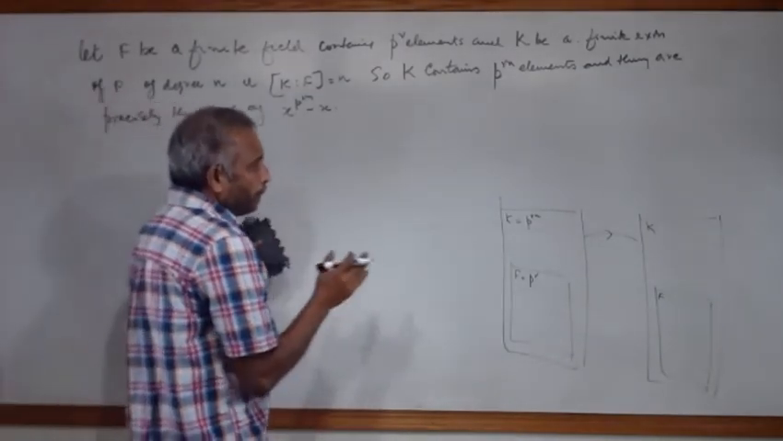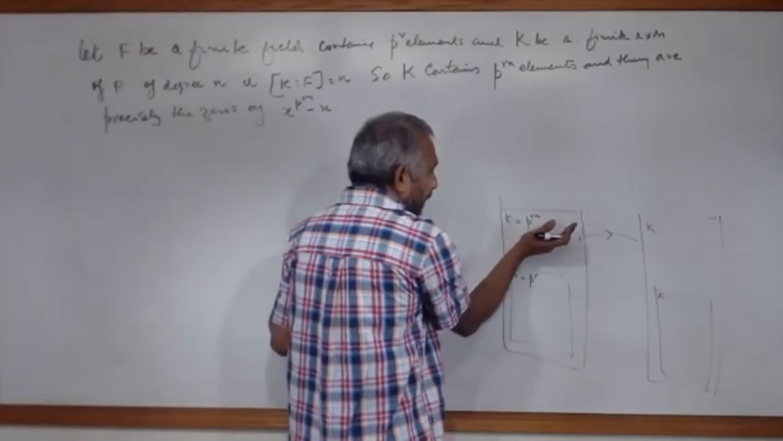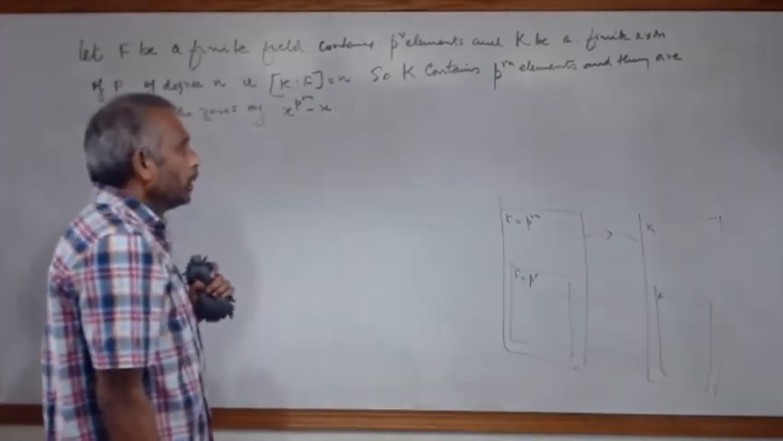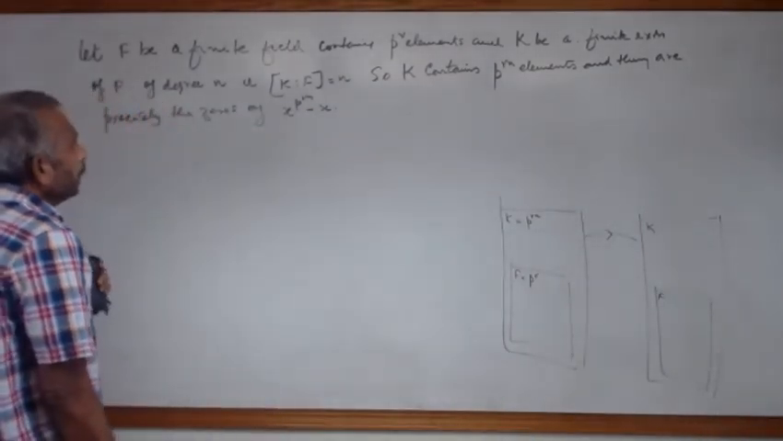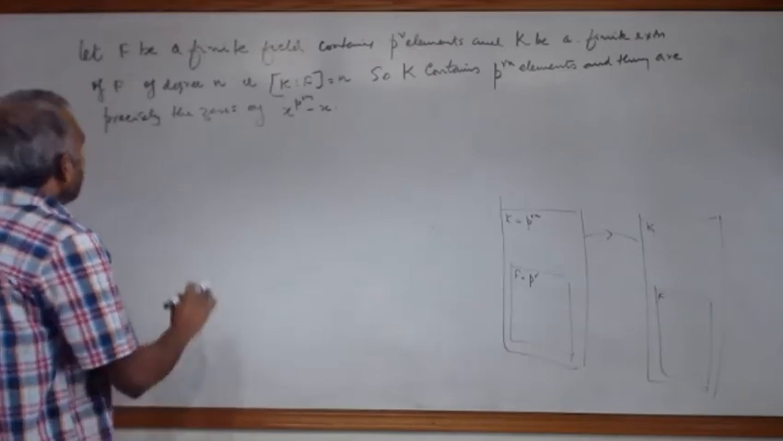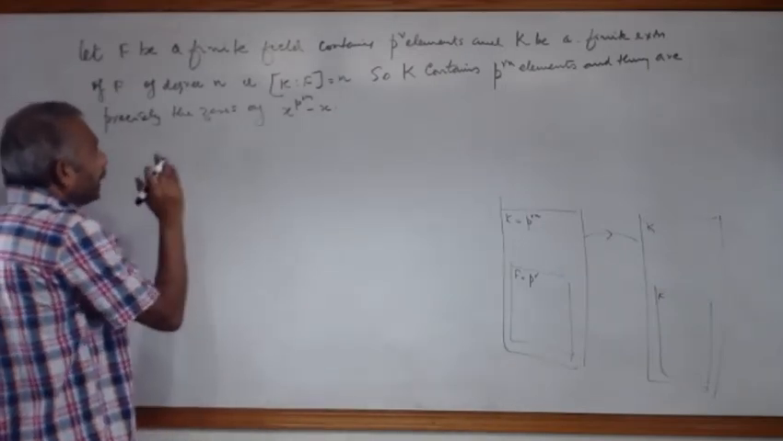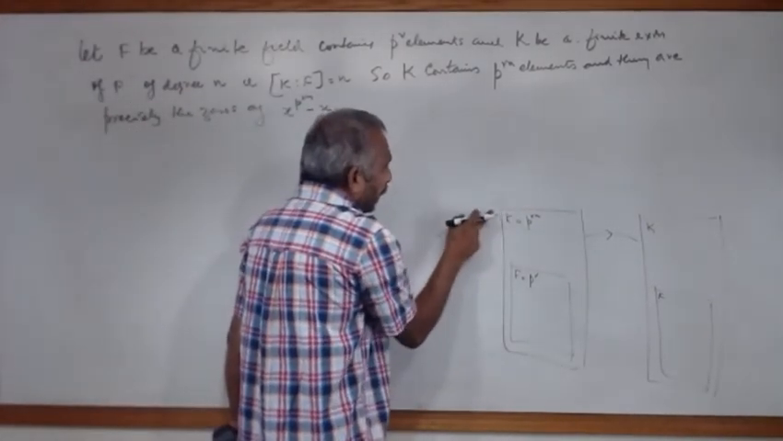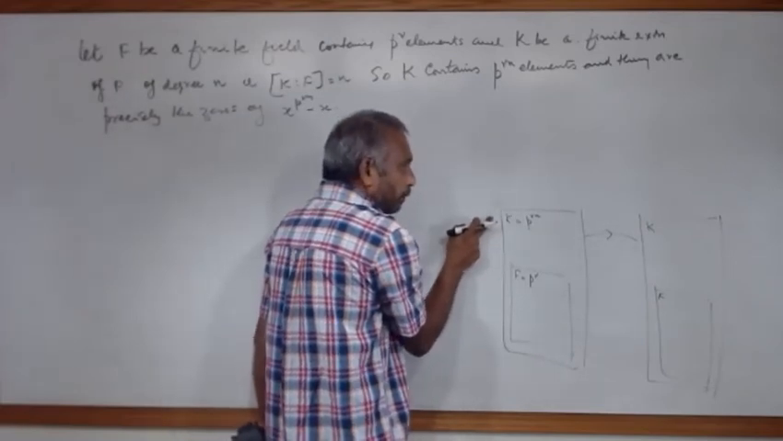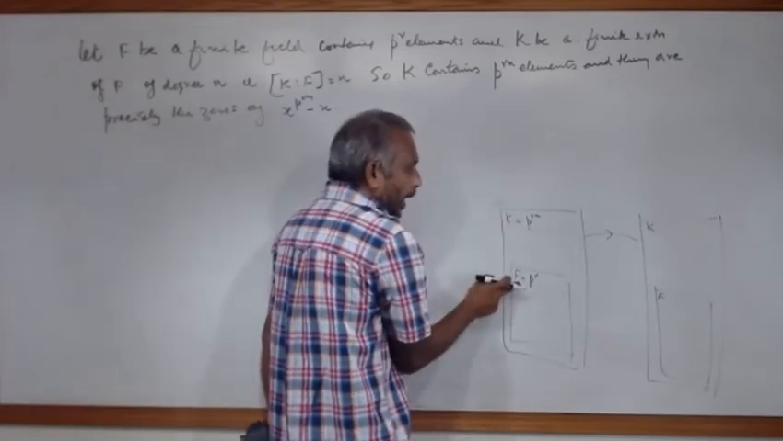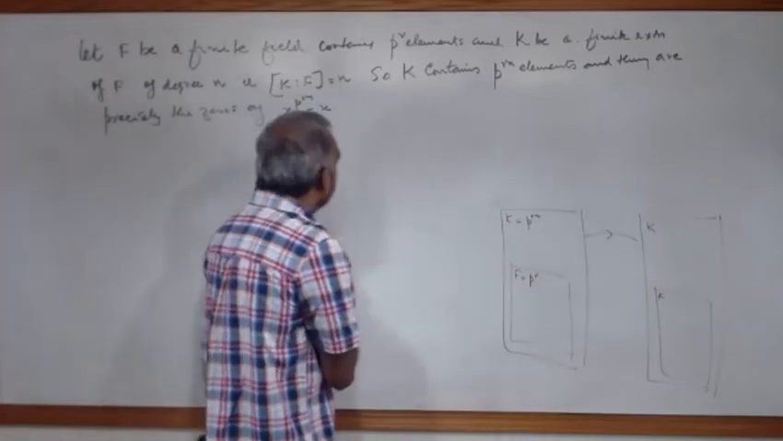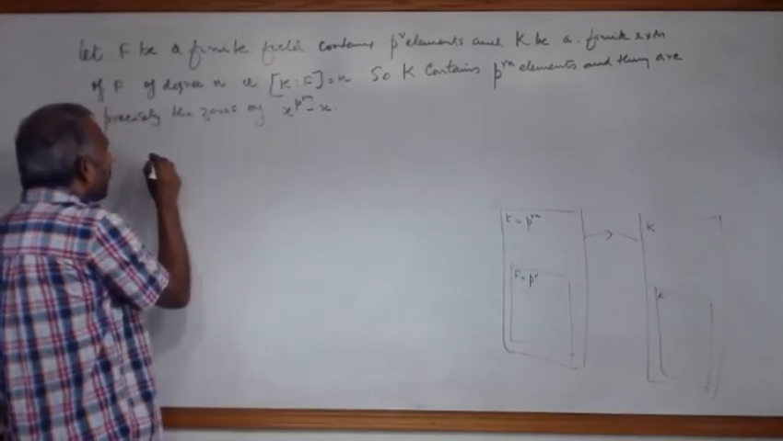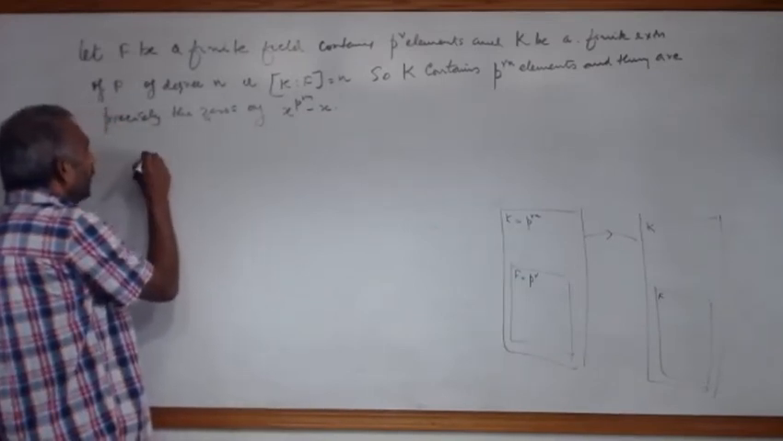So those are the basis elements that determine the automorphism on K. So we are going to define, our aim is to find out the characteristic of the Galois group of K over F when F is finite. So let us define an automorphism on K.